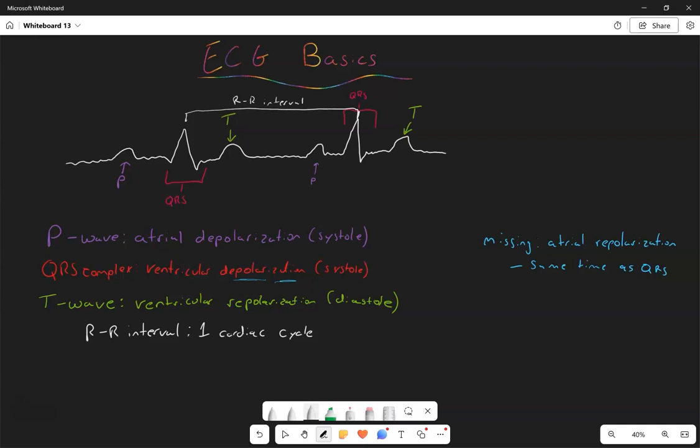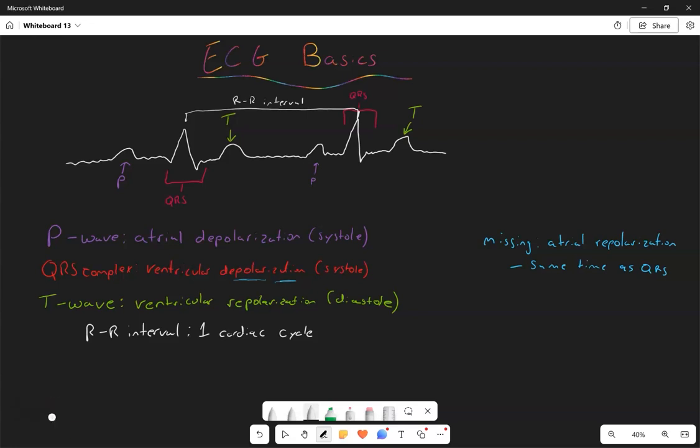The other thing that we can do is measure our RR intervals and see if they are consistent. So is the time that it takes for the heart to go through one cardiac cycle consistent? Because if it's not consistent, that may lead us to some sort of cardiac anomaly.